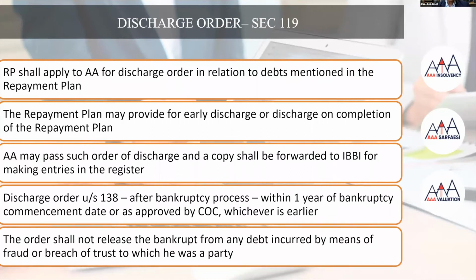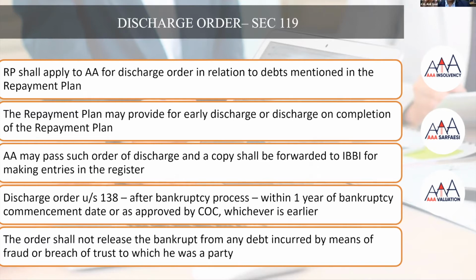In that case, the adjudicating authority may pass an order of discharge, and a copy shall be forwarded to IBBI for making entries. As far as section 119 is concerned, this discharge would be as per the repayment plan. That means, one, it is only for the debts which are part of the repayment plan. Number two, an early discharge is also possible in case it is part of the repayment plan.